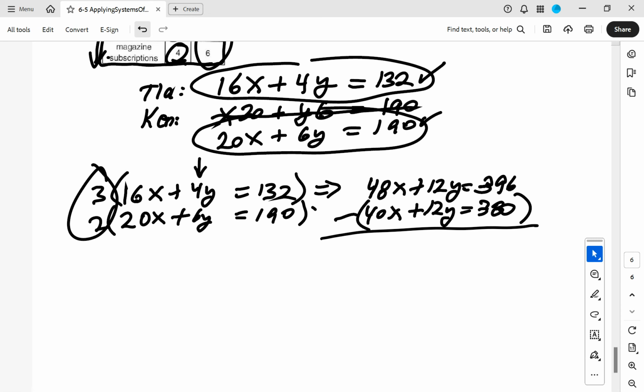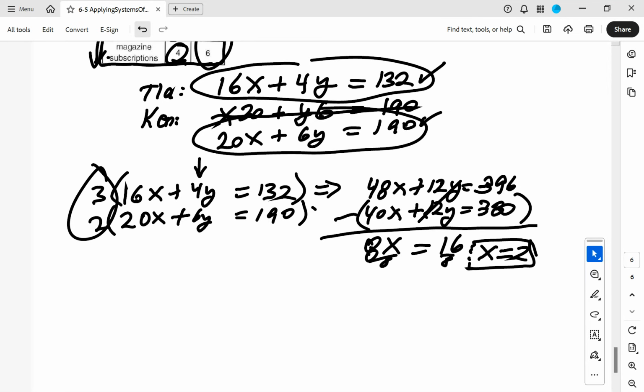So 48 of the price of snack bars minus 40 of them is 8 snack bars times the price. And 12y minus 12y, those cancel out. And 396 take away 380 is 16. Well, when we divide by 8 on both of these, we get a simple x equals 2. So that's a good place to start right now.